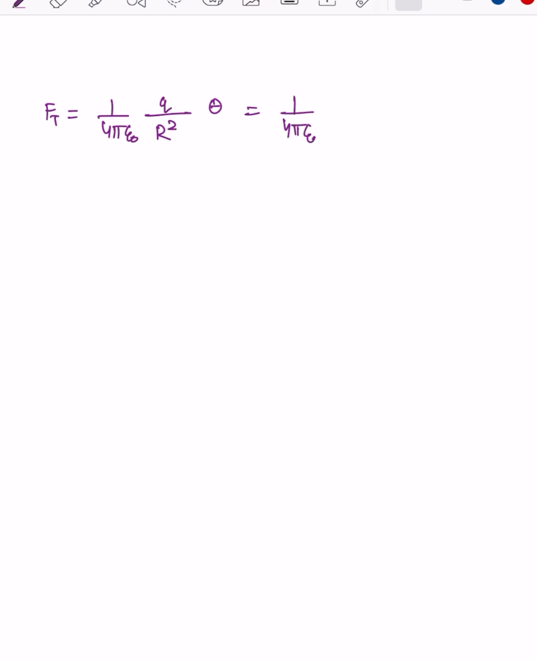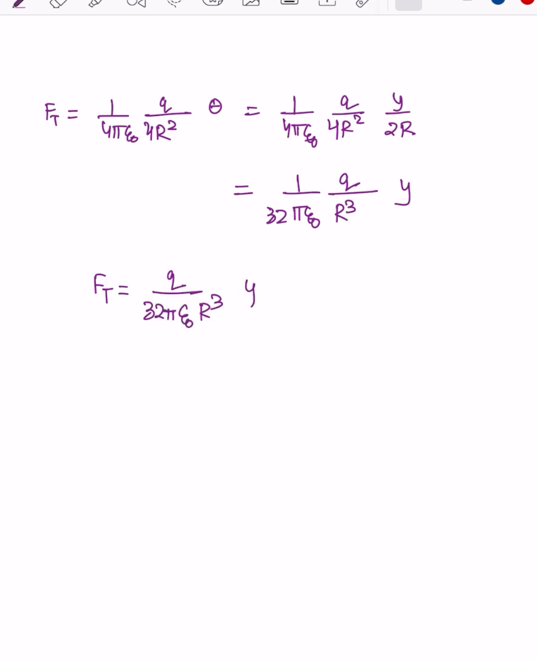So y is equal to 2r, or this is 4r, this is 4r. So now we have 4r cube, 32r cube, and this is y. So the restoring force here is this, and this is rk.